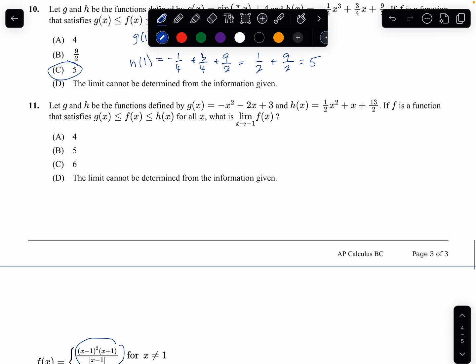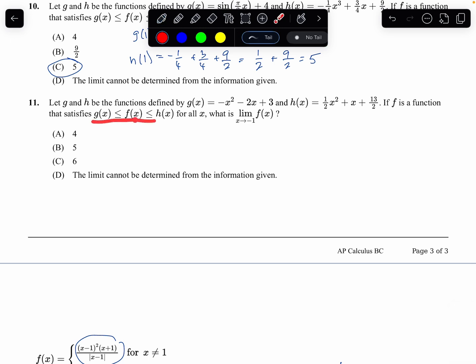All right, for 11, I think we're doing something similar. Okay, so we have this statement right here where f is always in between g and h, or at least equal to. And then we're going to evaluate the limit as x approaches -1 for g and for h, and see if we come up with the same thing. And I'm going to evaluate just through substitution. So g of -1 is -1 squared minus 2 times -1 plus 3. So that's 1 plus 2 plus 3. So that should be equal to 4, I think, if I'm doing that right.